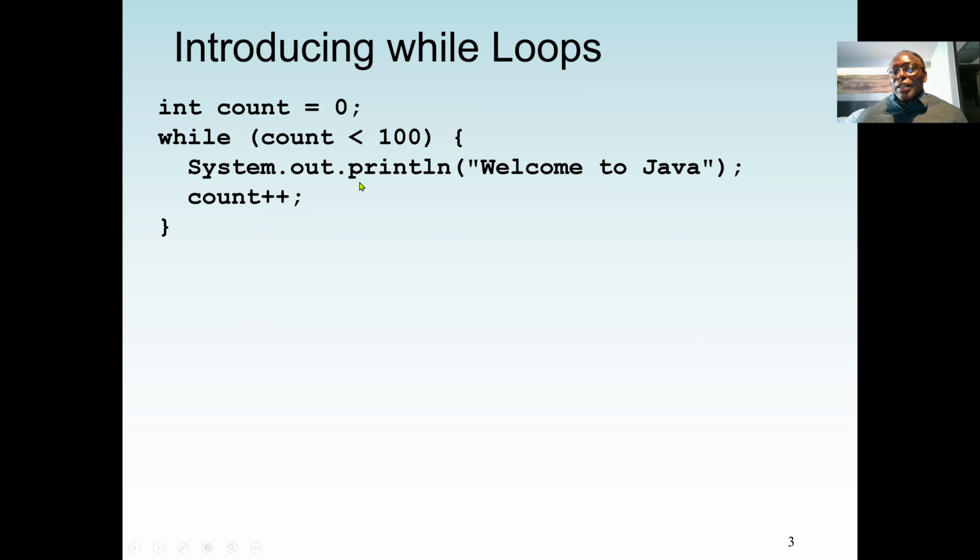Till we reach somewhere around 99. Is 99 less than 100? Yes, we print it. So from 0 to 99, we print 100 times. We increment 99 to 100. Now, is 100 less than 100? No, that's false. So when the condition is false, the loop will terminate and stop. This makes it possible for us to print "welcome to Java" 100 times.